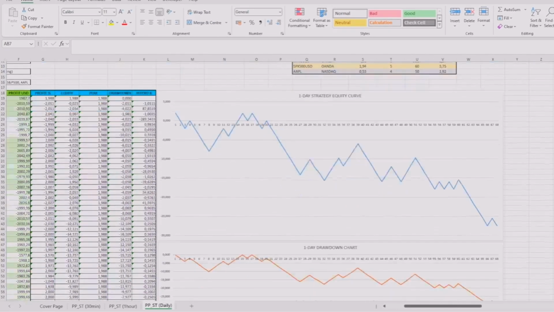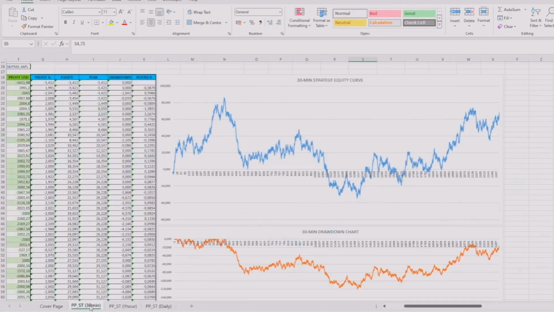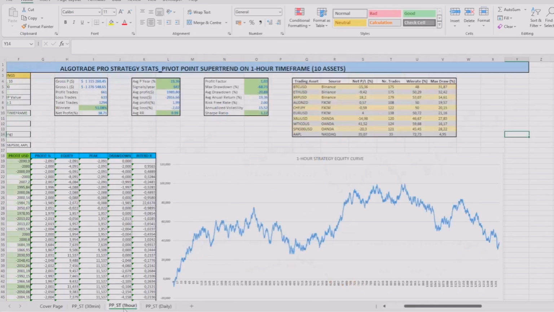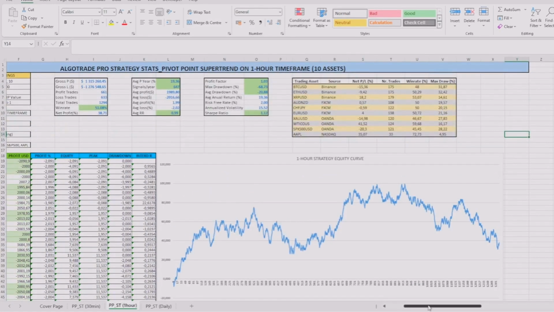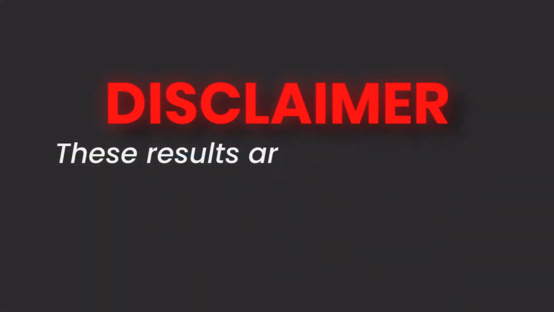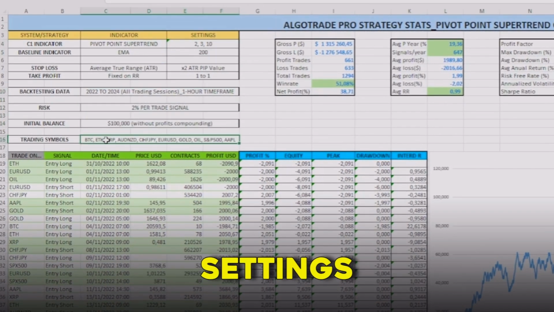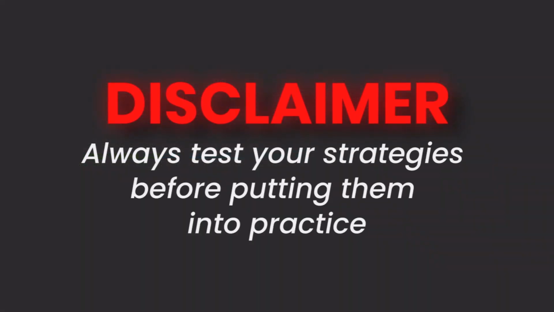Overall, based on this backtest, we can see that the pivot point SuperTrend can have good results in some assets, but when analyzing its robustness and adaptability, we can conclude that there are better indicators that can provide better results. Of course, keep in mind that these results are based on the specific conditions and settings I used for this test. If you change the conditions, settings, or even the assets, your results may change. So always test your strategies before putting them into practice.